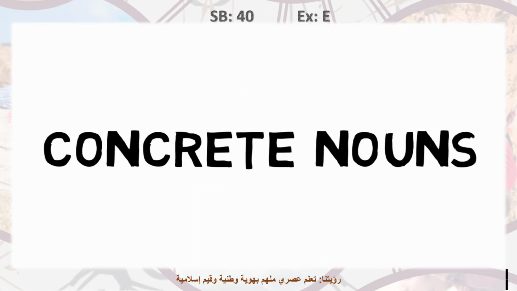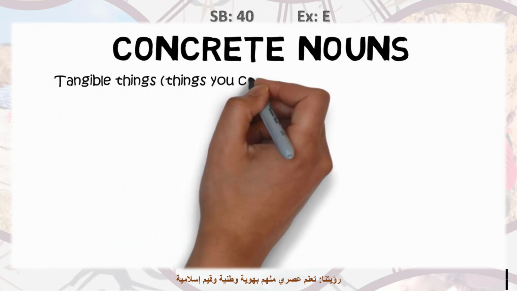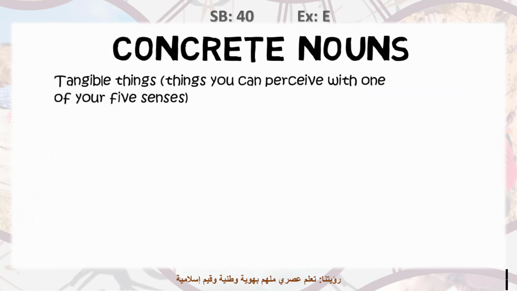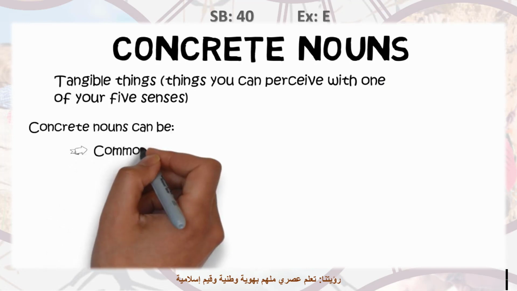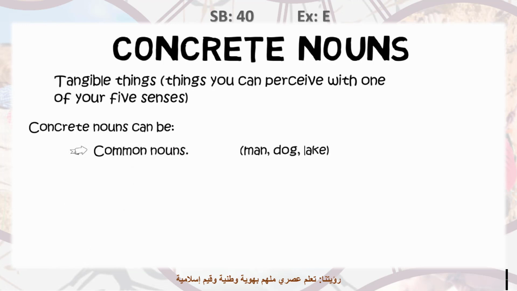Next, we'll look at concrete nouns. Concrete nouns are the opposite. Concrete nouns are tangible things. In other words, things you can perceive with one of your senses. So the scope of concrete nouns is very wide. Concrete nouns can be common nouns like man, dog, and lake.